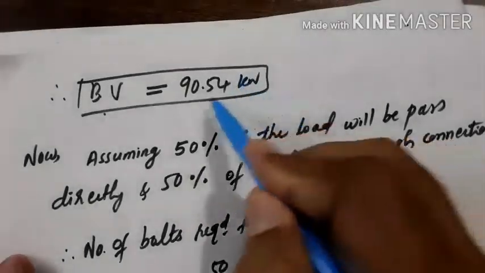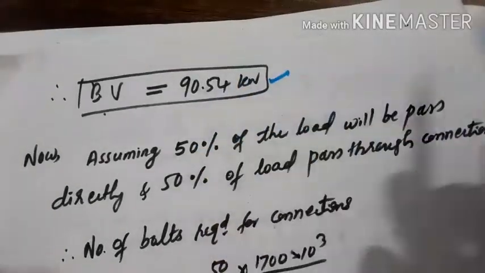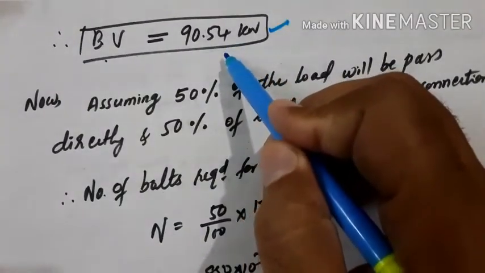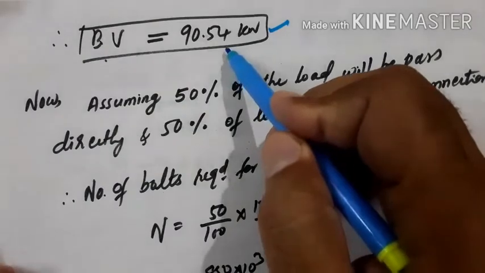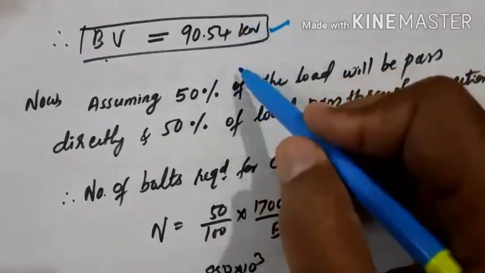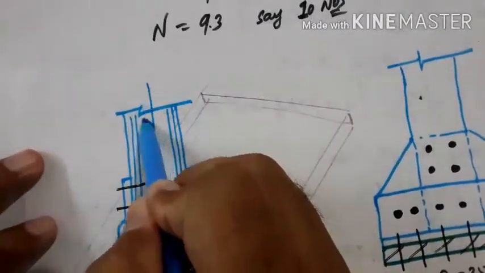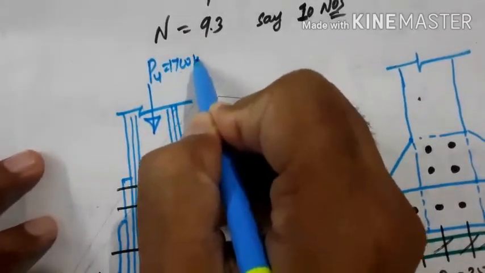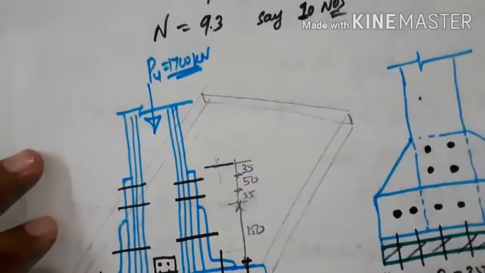The least of about 2 will be the bolt value. So I got bolt value as 90.54 kilonewton. Then once we get the bolt value, it is very easy to calculate the number of bolts required because the load is given. The load coming on this column, as you know, will be given, that is 1700 kilonewton.